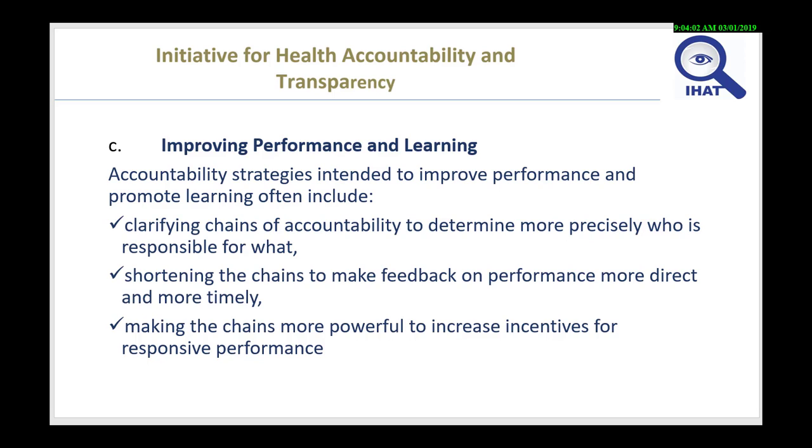The next one has to do with improving performance and learning. Accountability strategies intended to improve performance and promote learning often include clarification of chains of accountability to determine who is responsible for what, clarification of roles and responsibilities. The next has to do with shortening the chains to make feedback on performance more direct and also more timely. And finally, making the chains more powerful to increase incentives for responsive performance.